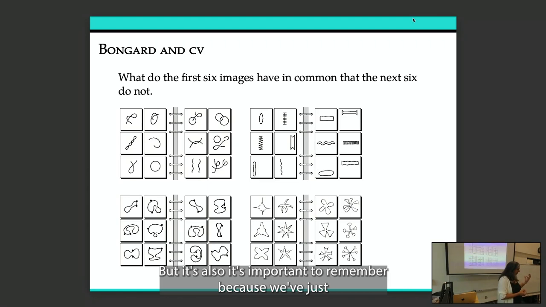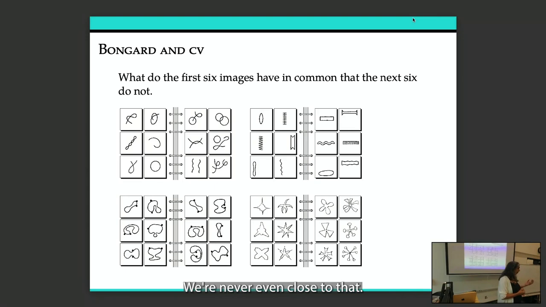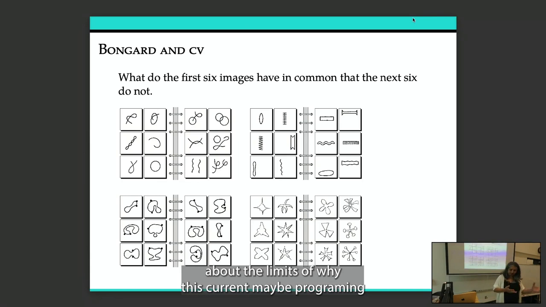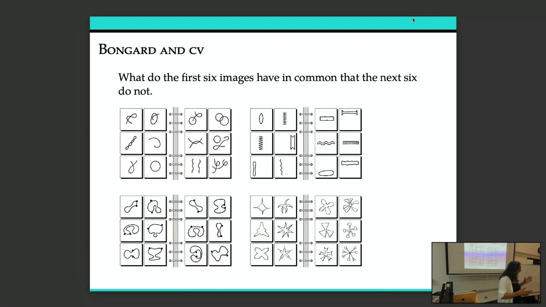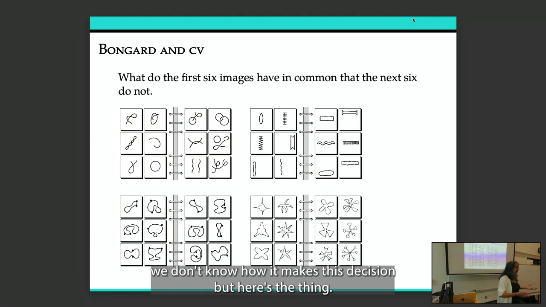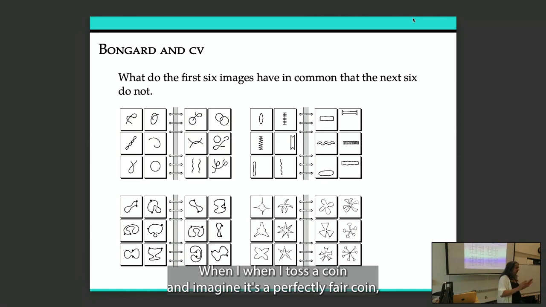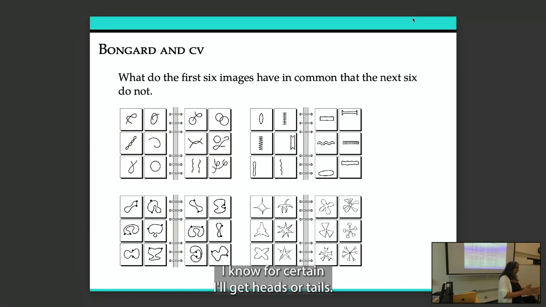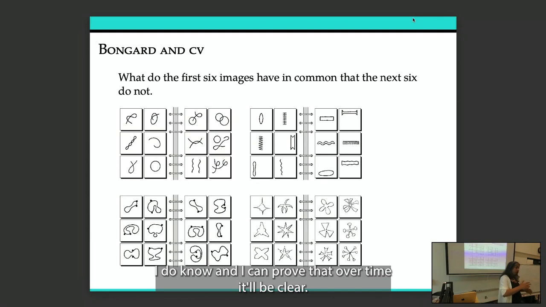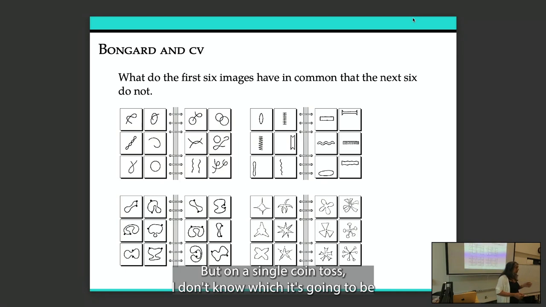It's important to remember that every time we've called something AI it's because it's a fad. We're nowhere even close to that. We'll talk a little bit about the limits of why this current programming mindset isn't going to get us there particularly quickly. But the other issue is we're asking the question of how it makes this decision, and we don't know. But here's the thing. When I toss a coin, and imagine it's a perfectly fair coin, what do I know about it? I know for certain I'll get heads or tails. I do not know at all why I get heads or tails. I do know, and I can prove, that over time it gets closer to about 50-50. But on a single coin toss, I don't know which it's going to be.